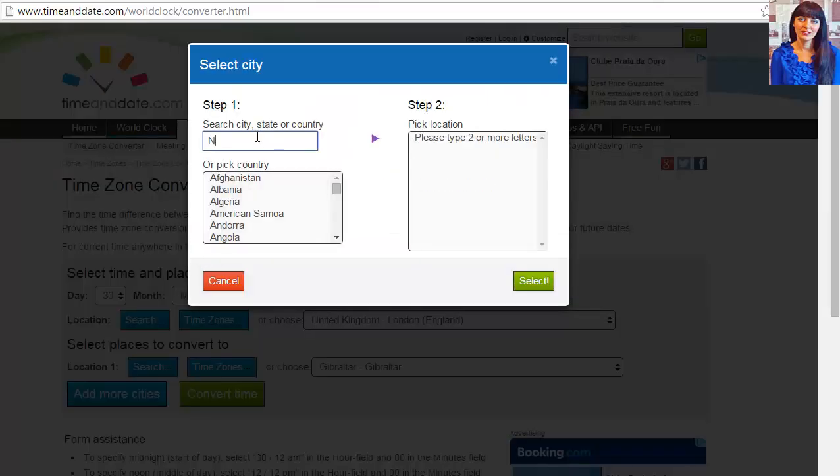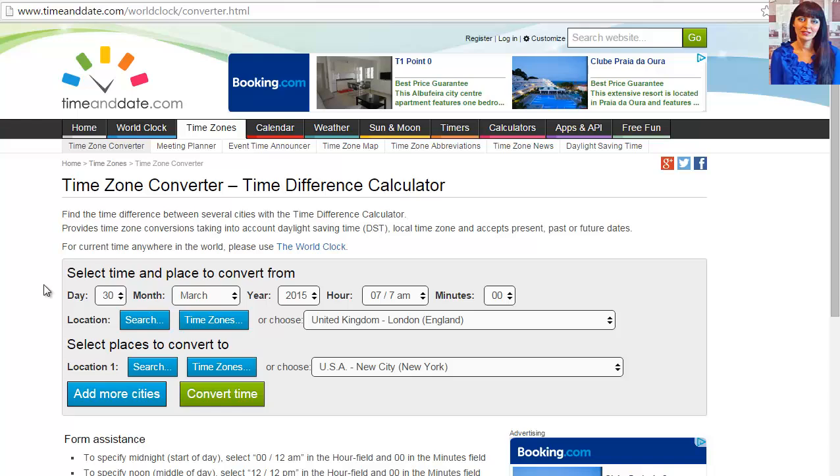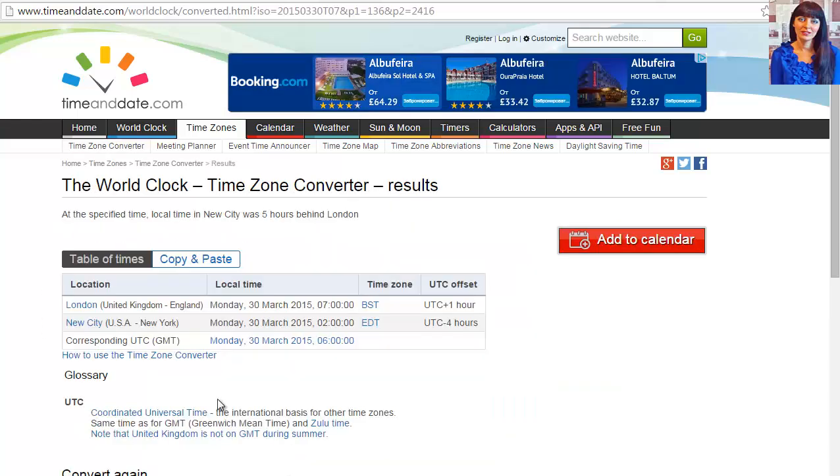Well, let's say we are in New York, so we will pick New York. And of course you have to find New York, USA. You can see there are so many New Yorks, and we need exactly this one. Or New York City, for example. New York City, and we just press convert, and that's it. The system did it all for you. So you can see if it's 7 o'clock in the morning in London, then in New York it's 2 AM, 2 o'clock in the morning.